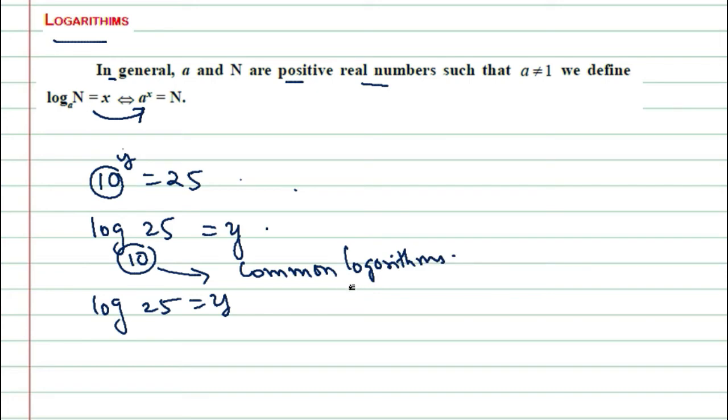In this case, we generally omit the base 10. Log 25 to the base 10 is written as log 25, which is equal to y. Why? Because it is a common logarithm, so we can write it as log 25, which is equal to y.